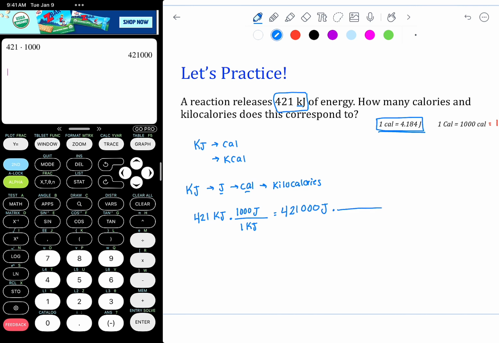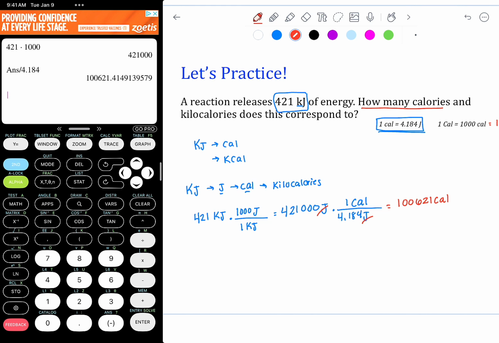Now that we have joules, we want to convert to calories using the conversion factor we have up here. So in order to cancel out our units of joules, the 4.184 joules is going to go on the bottom, and 1 calorie is going to go on the top. And as we can see, joules will end up canceling. And what we'll get out, we'll take that 421,000 and we will divide it by 4.184. And that gives us 100,621 calories. So that answers our first question of how many calories are in this amount of energy.